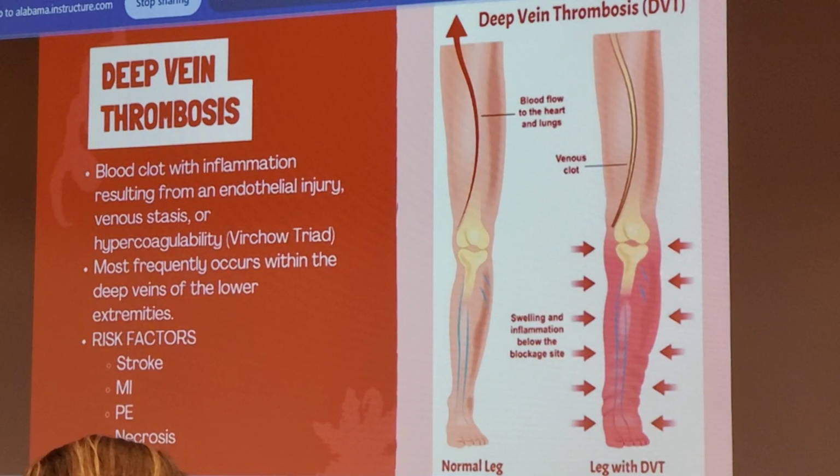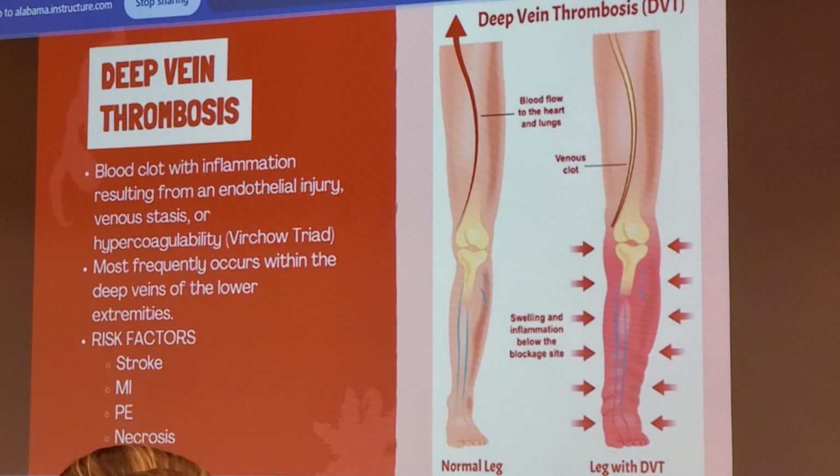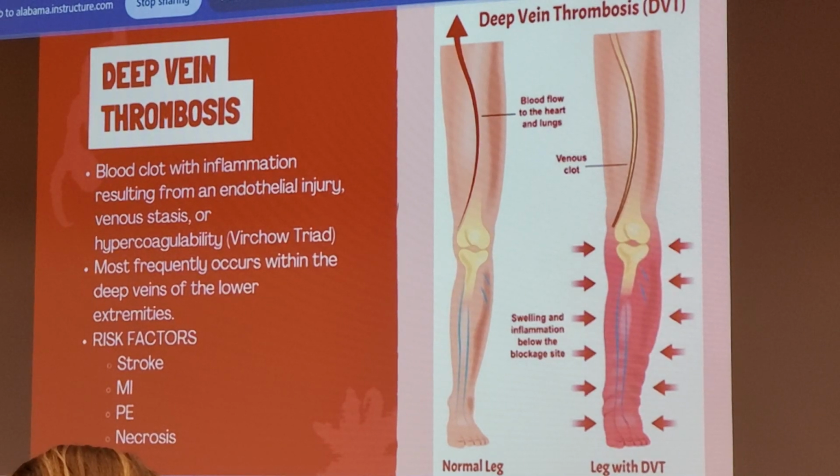And then hypercoagulability. So the chances of our blood clotting up, okay? We have an increased chance of that. Our blood's real thick, so we're not on some type of blood thinner or antiplatelet, something like that. So we have a higher instance of developing clots. So that's called Virchow's triad, okay?